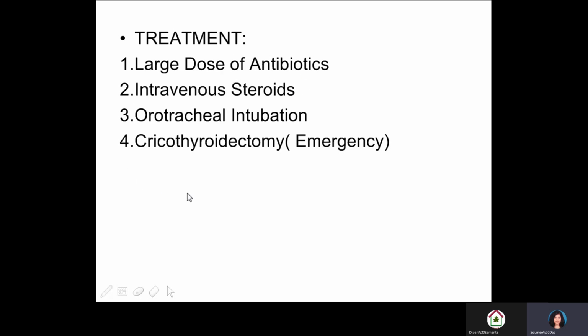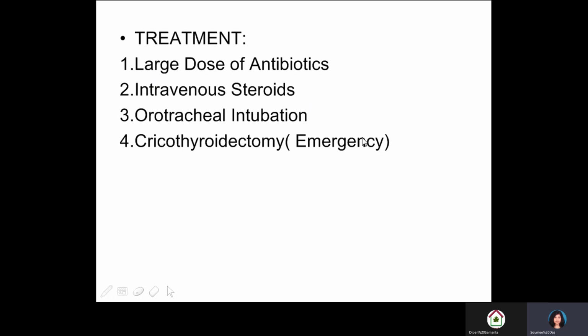Next is orotracheal intubation. Orotracheal intubation is done to assist the patient with respiration. Whenever there is severe epiglottitis, the patient will not be able to breathe properly. So for maintaining the proper airway of the patient, orotracheal intubation is done to help the patient with respiration.